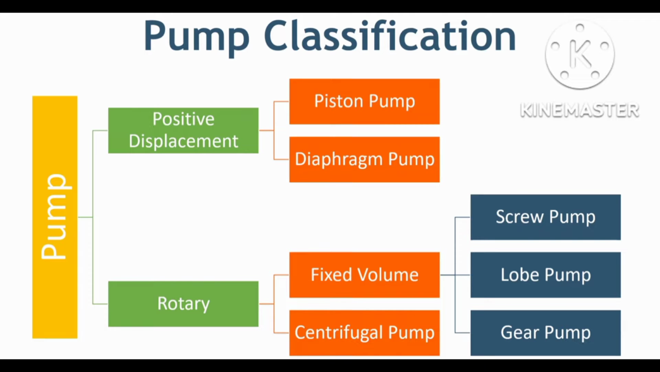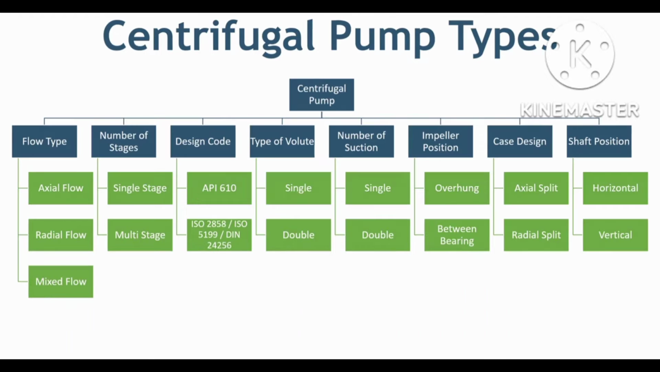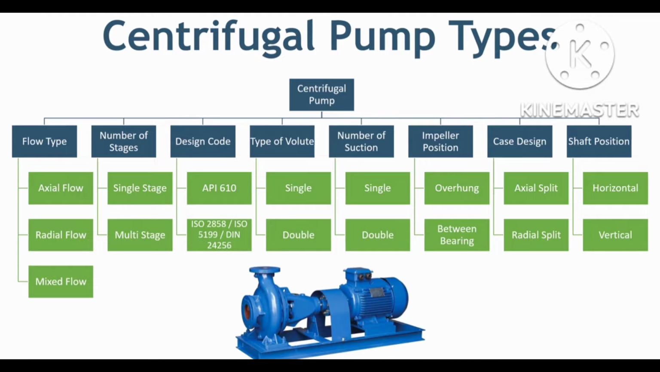There are multiple ways to classify the centrifugal pump. Refer to the chart shown here. Different types of centrifugal pumps are used in the industry based on the requirement. They are classified based on the design code, impeller type and number of impellers, applications and so on. This chart covers the most common way to organize these pumps.